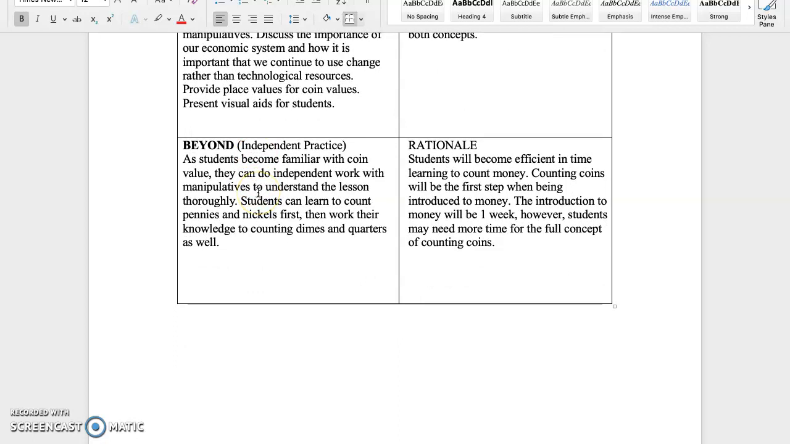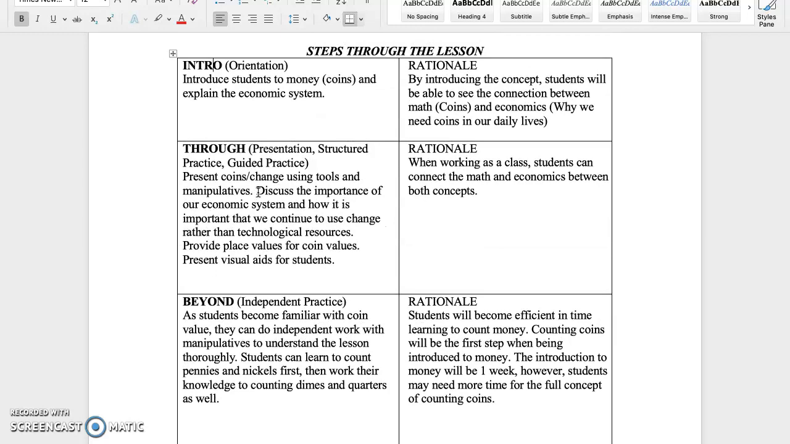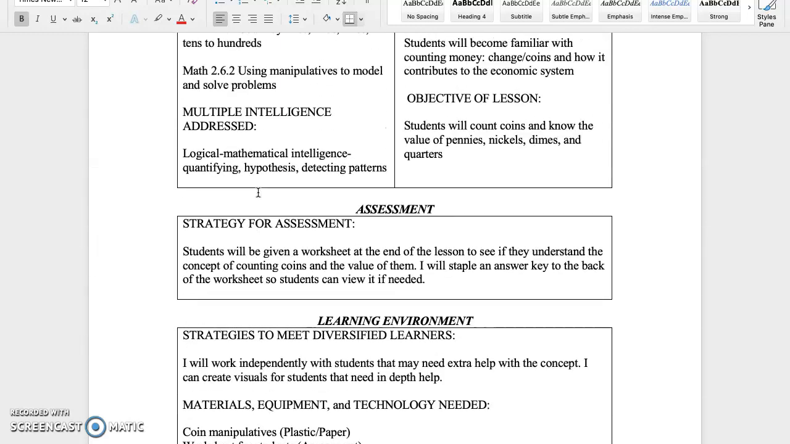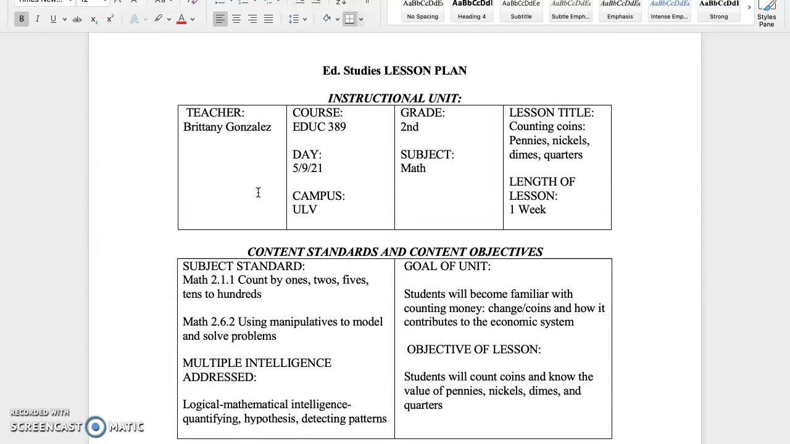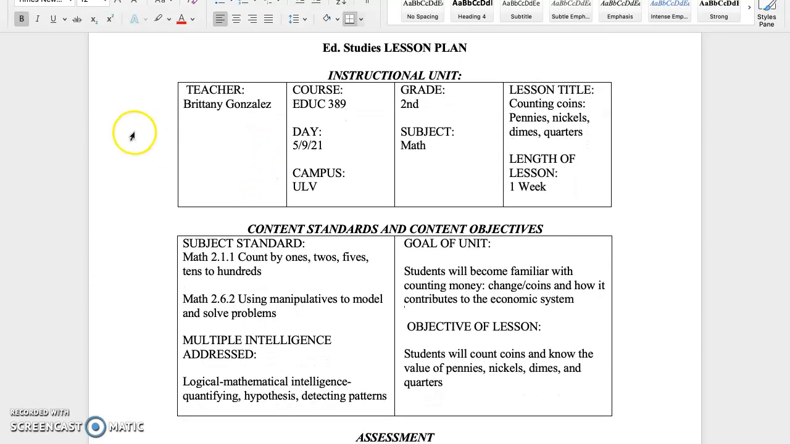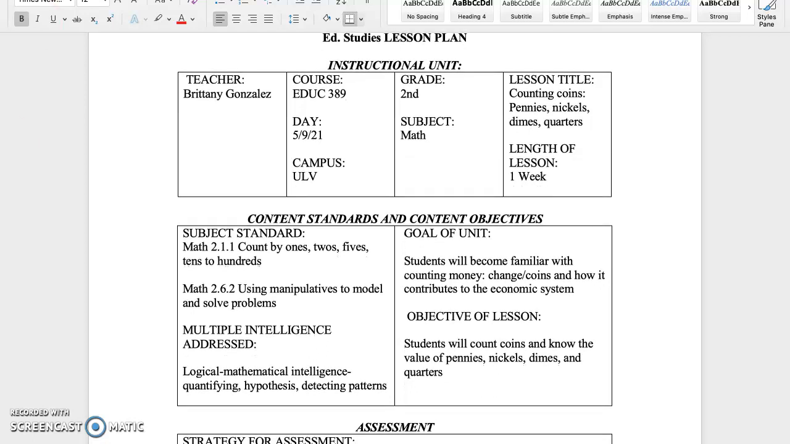Beyond that, they would do their independent practice, which is working independently on what I've taught in the lesson and what they know about the topic, and how they can demonstrate the topic to me overall. But other than that, that's my lesson. That is my lesson plan. It's a pretty good lesson, I would say.